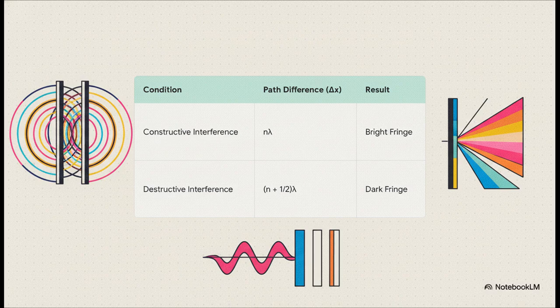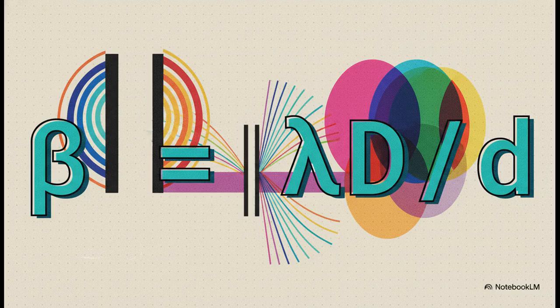But if it's off by half a wavelength, n plus 1/2 lambda, they completely cancel out and you get a dark spot. And all of that leads us to this super important formula for something called fringe width. Beta is just the distance between 2 bright spots or 2 dark spots on the screen. And what this formula tells us is that the width of those fringes depends on the wavelength of the light, lambda, how far the screen is, D, and how far apart the slits are, d. Trust me, this formula is going to be your best friend for solving problems.